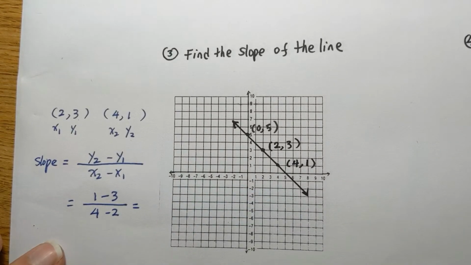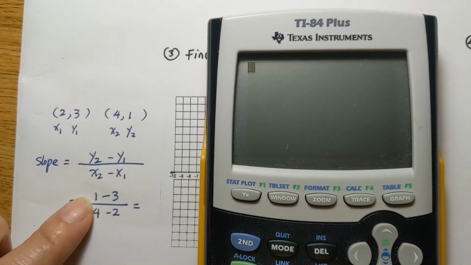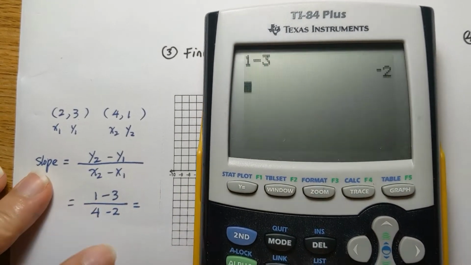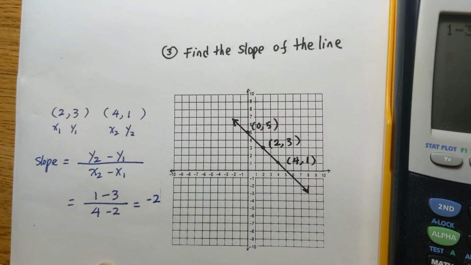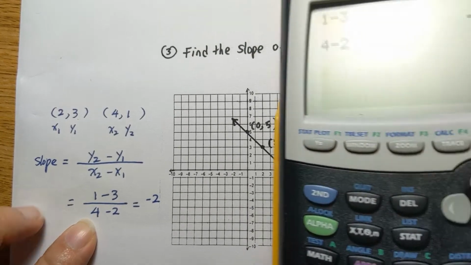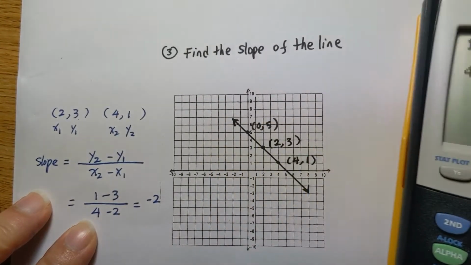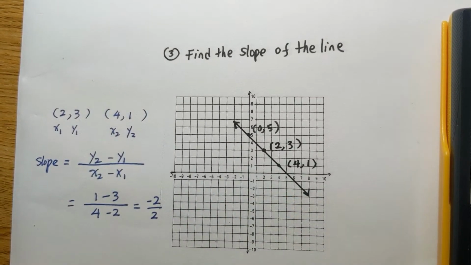Now we are going to use our calculator. So from the first one, you get 1 minus 3, you get negative 2. And then this one, we have 4 minus 2. Okay, so we got 2. So now, negative 2 over 2.